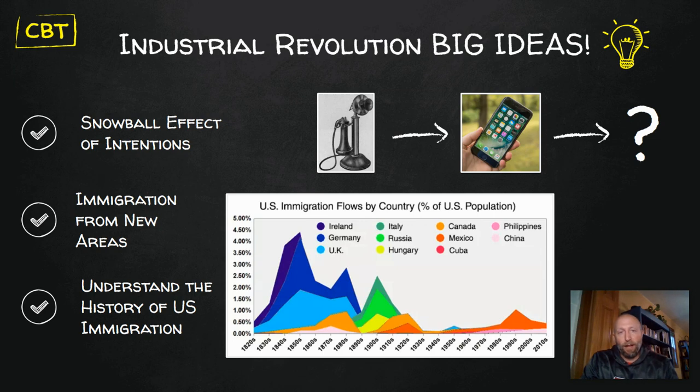So, final slide here. Big ideas from this week. First of all, understanding that inventions are a snowball effect. Once you create one thing, it creates another and another. And then if you look at this immigration chart, you can see the immigrants from Ireland and Germany are coming in the mid 1800s. And then you have a flood of immigrants from Italy and Russia. And then you can see the orange immigrants from Mexico. So immigration's been going on for a long, long, long time. It's the basis of our country.